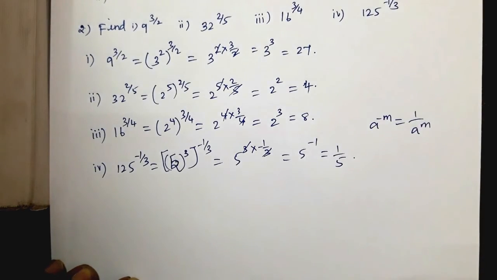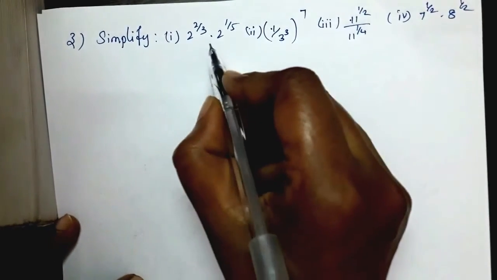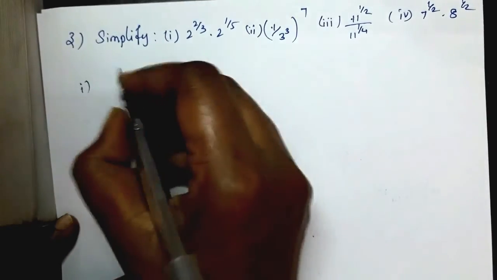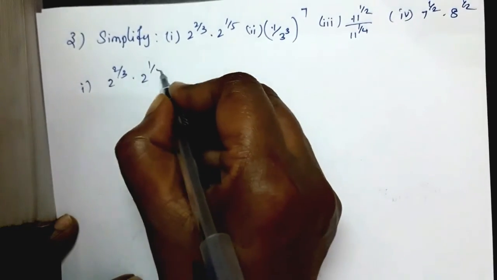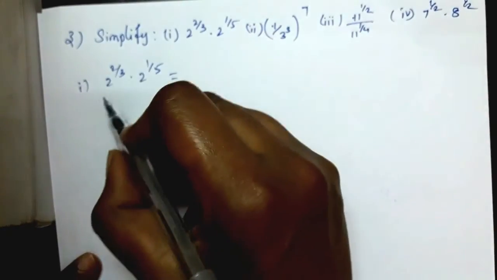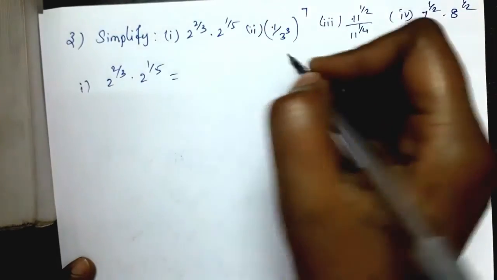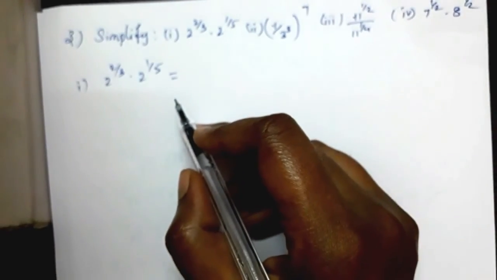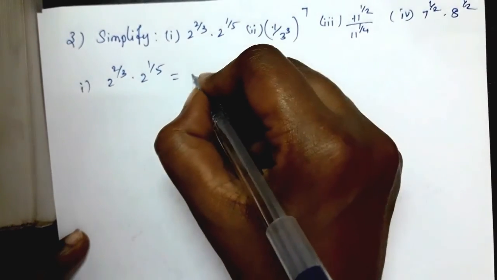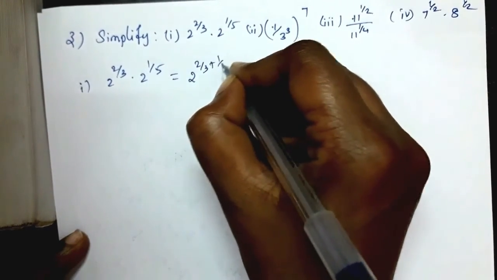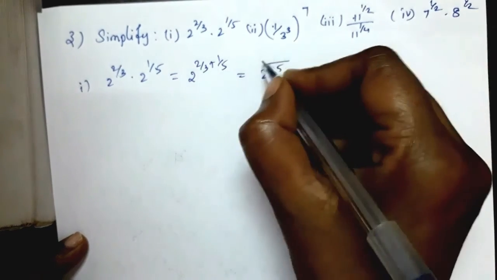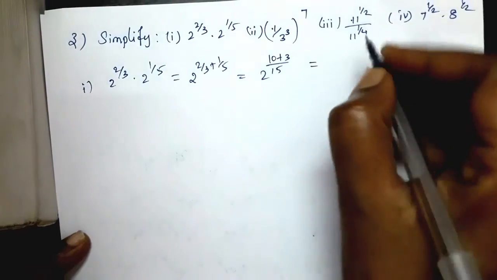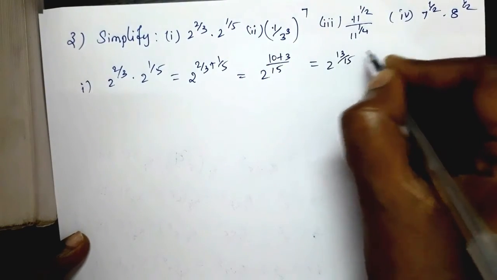Now move on to the next one. Third Roman, simplify. First one, 2 power 2 by 3 into 2 power 1 by 5. Now it is in the form of a power p into a power q. Already we know that a power p into a power q equal to a power p plus q. So 2 power 2 by 3 plus 1 by 5. Now take cross multiplication here. 5 3s are 15, 5 2s are 10, 1 3s are 3. So we will get 2 power 13 divide 15.